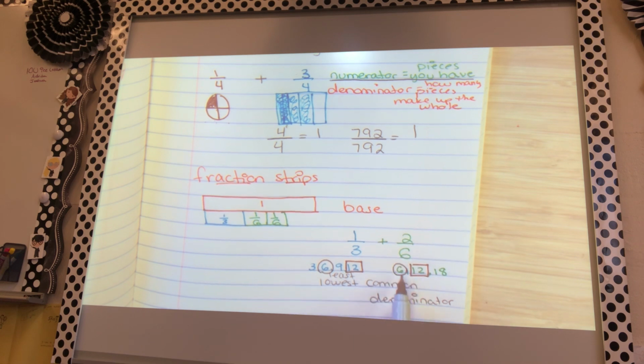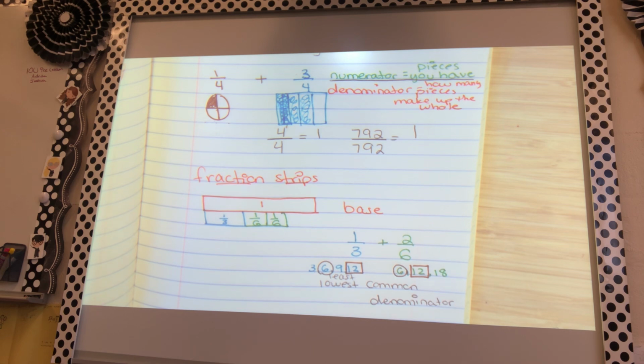Multiples of 6 would be 6, 12, 18. So whichever one I hit first, that's the same. That would be my least common denominator. And all the others that come thereafter, those are just common denominators that you can use.